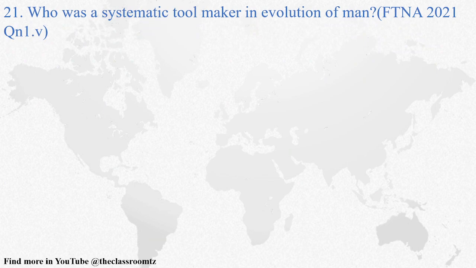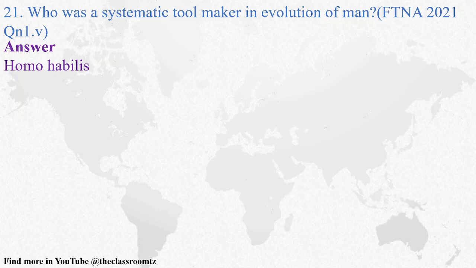Who was the systematic toolmaker in the evolution of man? Among the very, very famous questions in this concept of evolution of man. The systematic toolmaker was Homo habilis. So we have Homo erectus. When man started moving on two limbs and the other limbs were free for doing other activities, man started making tools. Then he shifted from Homo erectus to Homo habilis. Homo habilis was the systematic toolmaker.